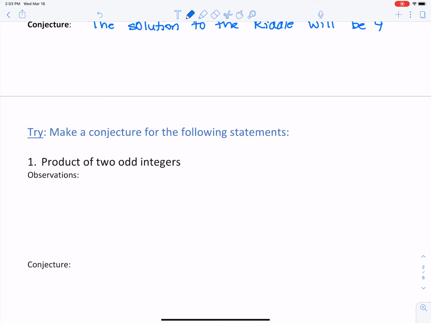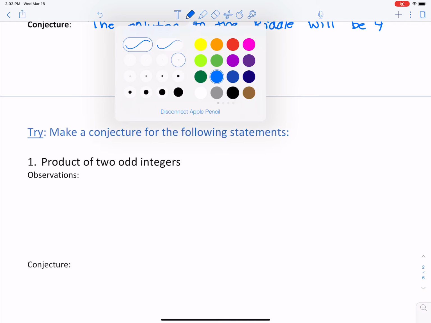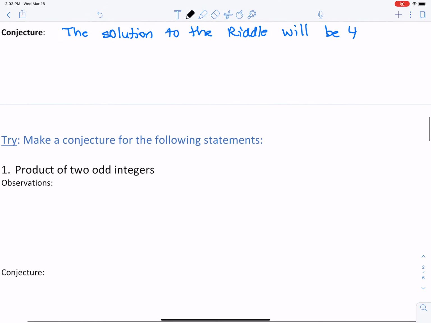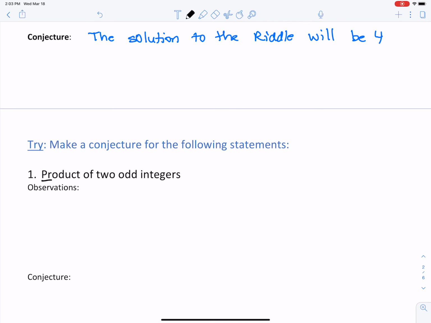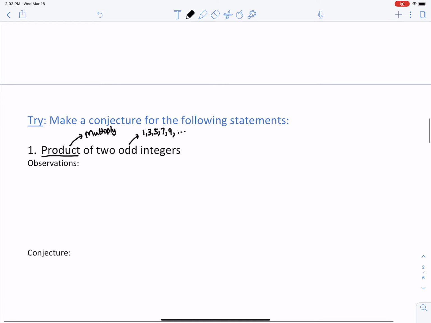In some of the following videos, we will have the solutions to these examples available to you as well. But in the meantime, just things to talk about. Product means we're multiplying. Odd numbers are 1, 3, 5, 7, 9, etc. Integers are allowed to be positive or negative numbers. So keep that in mind as you're working through that question.